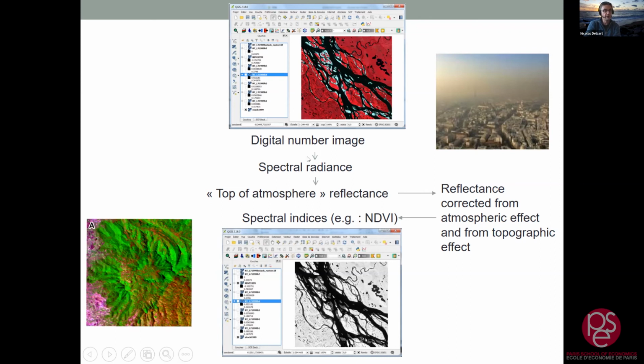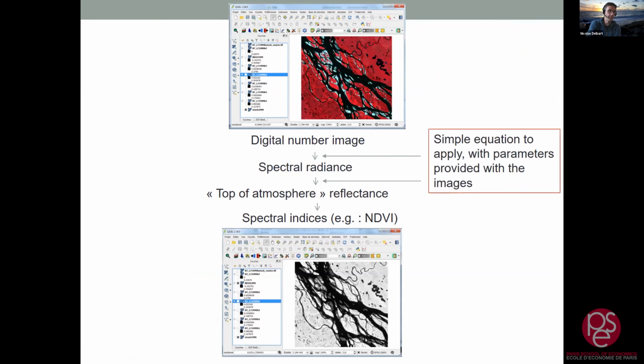So it means that we can, from the digital number, derive spectral radiance, the top of atmosphere radiance, correct it for atmospheric effect and topography, and then derive spectral indices. So all these pre-processing steps are the objectives of the next part. And then I will introduce how to use these spectral indices to study surface dynamics. So first, we will start with that, and I will start by introducing what is spectral radiance.